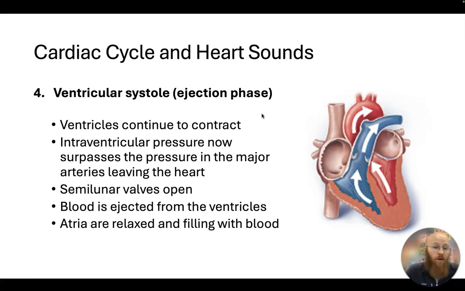Those semilunar valves are now open, right? So that pressure's built up and it pushes those semilunar valves open. Blood is ejected from those ventricles, and the atria are now relaxed, and they begin the next part of the cycle, which is to begin passively again filling with blood.